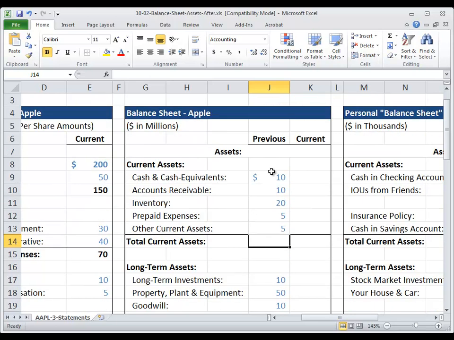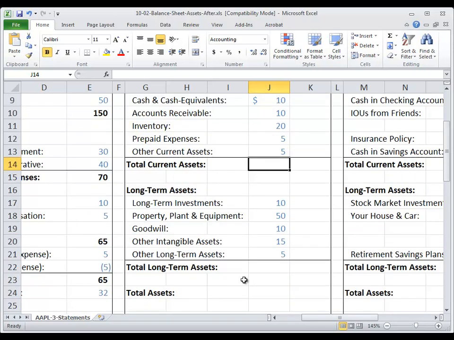So pause the video right now and do exactly what I just did. Add up total current assets and then total long-term assets, and then get to the total assets number here at the bottom.